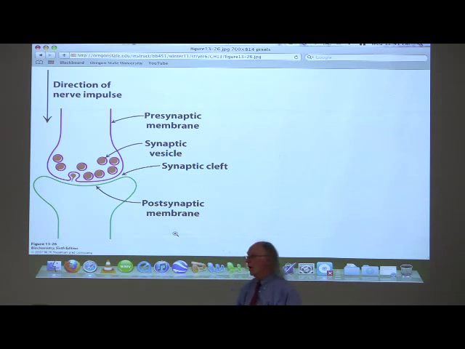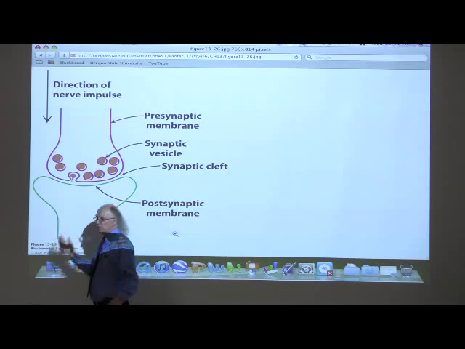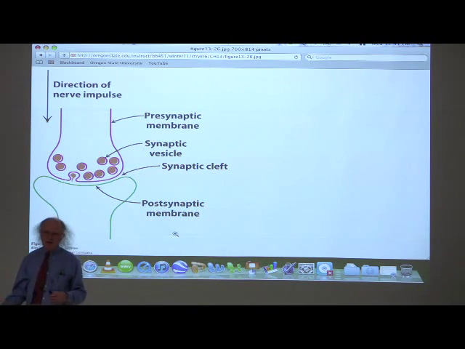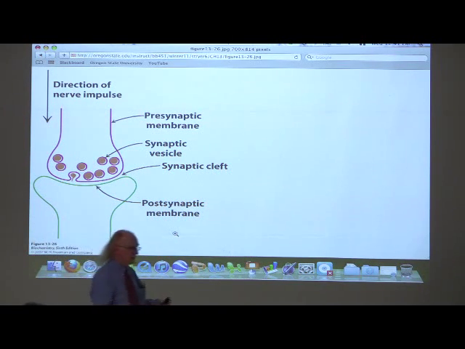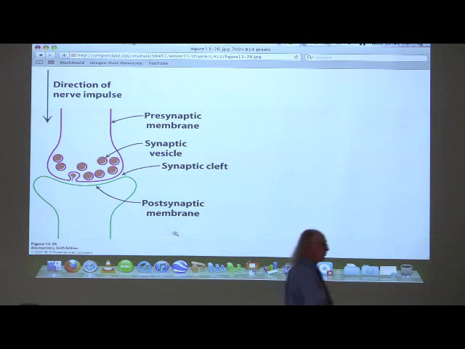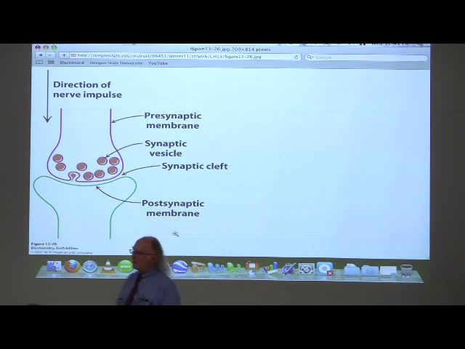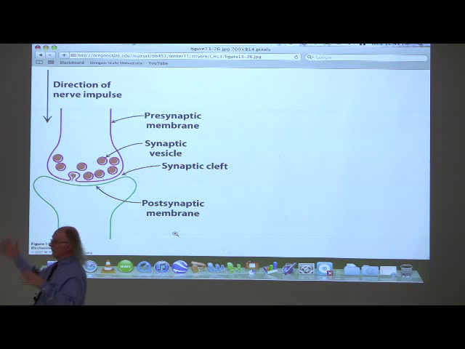Okay? All right. So this is how the signal jumps this junction from one nerve cell to another. In our brain, we use neurotransmitters to communicate between different parts of our brain. And our brain is nicely set up with a reward system for us. We have a reward system in our brain, and the question about whether something makes us feel good or bad has to do with that reward system. That reward system in the brain is what gives you that euphoric feeling.